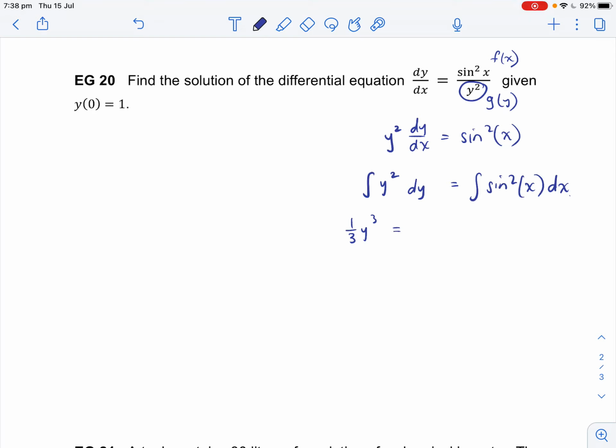Right hand side, we need to use the double angle formulas, and I'm going to quickly look up my double angle formulas because, as I said, I never remember them. And I haven't got my notes at home.